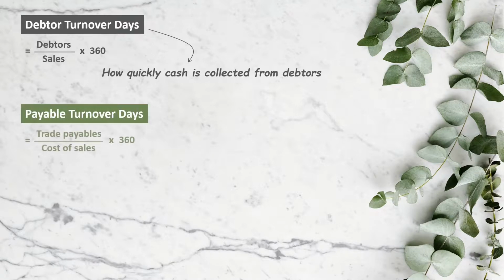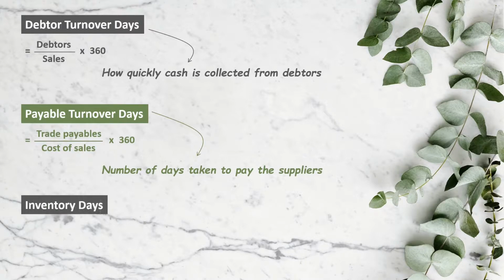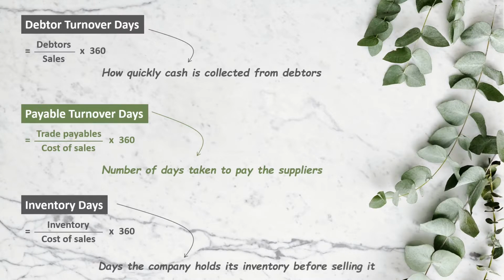Payable turnover is measured by dividing trade payables by cost of sales multiplied by 360. It calculates the number of days taken to pay the suppliers. Inventory days are calculated by dividing inventory with the cost of sales multiplied by 360, and it tells the number of days the company holds its inventory before selling it. The lower the better, ensuring fast turnaround.